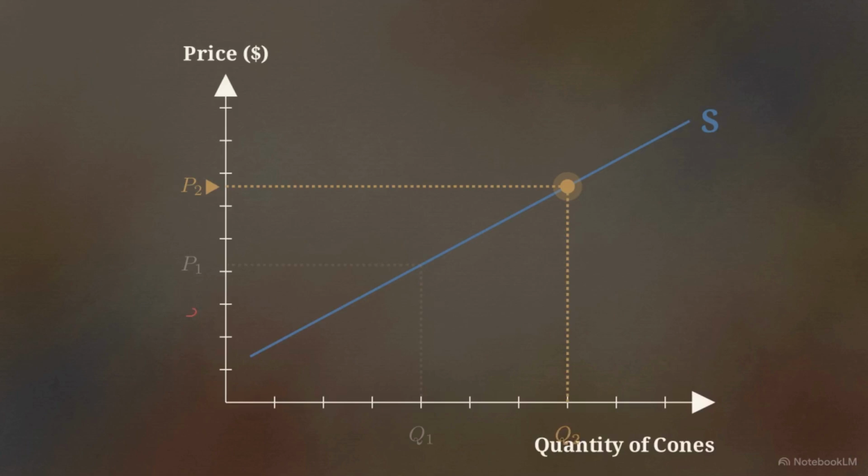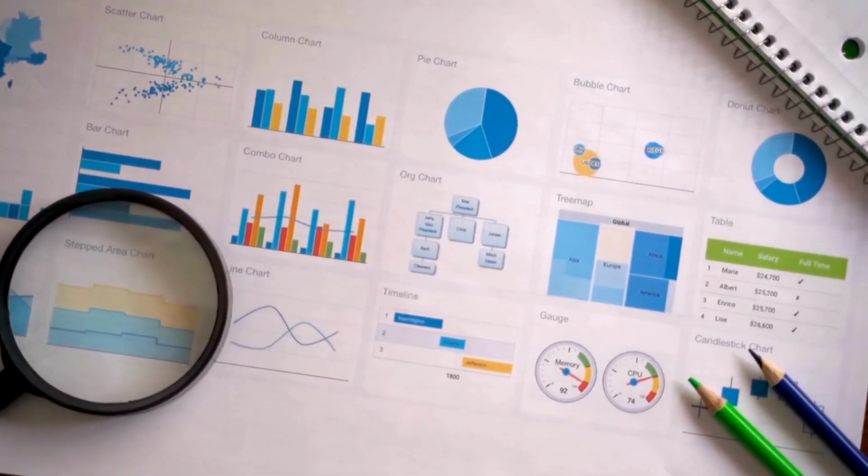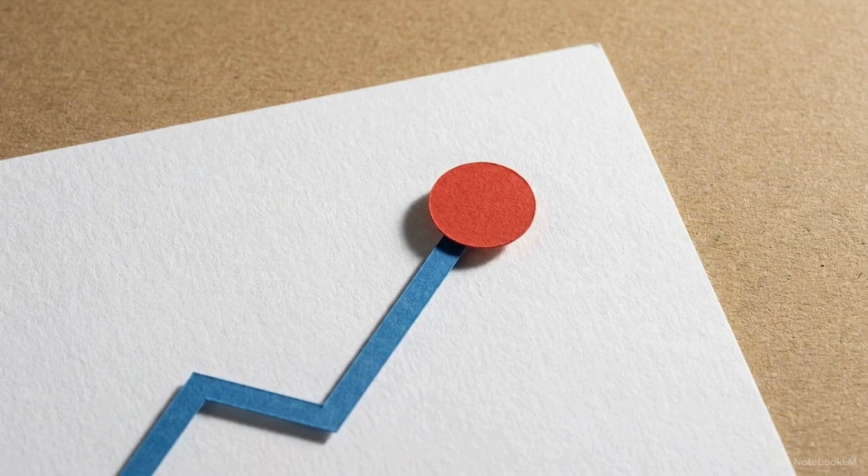If the going price for ice cream falls, Steve's willingness to scoop drops with it. This is a movement sliding back down the same line. He is still using the same business plan, he's just reacting to a lower price. Changing the price of the ice cream itself doesn't change Steve's underlying plan. It simply changes our position on the path we've already mapped out.